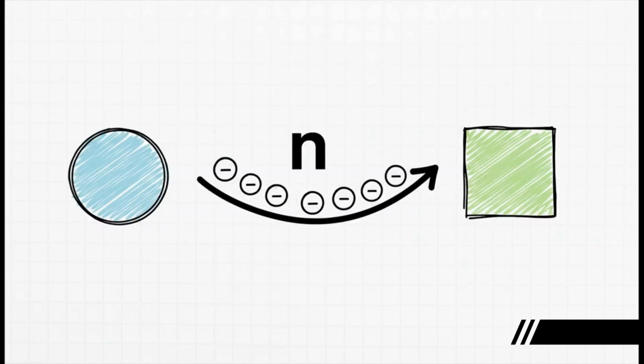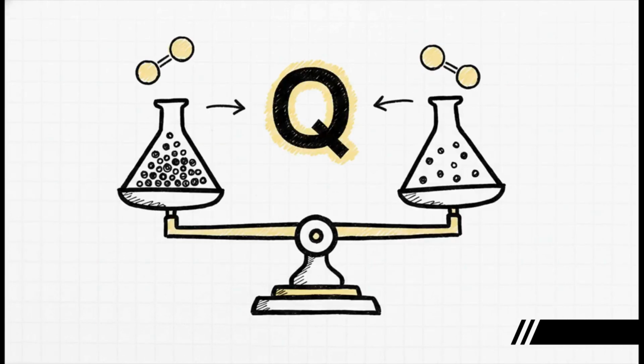Then there's n. This one's pretty straightforward, but it is absolutely critical to get it right. It's simply the number of moles of electrons that are getting passed around in the balanced reaction. Make a mistake here, and the whole calculation is thrown off. And finally, we have Q, the reaction quotient. Now this is where the magic happens. Q is what brings reality crashing into the equation. It's the ratio of your product concentrations to your reactant concentrations at that very moment.